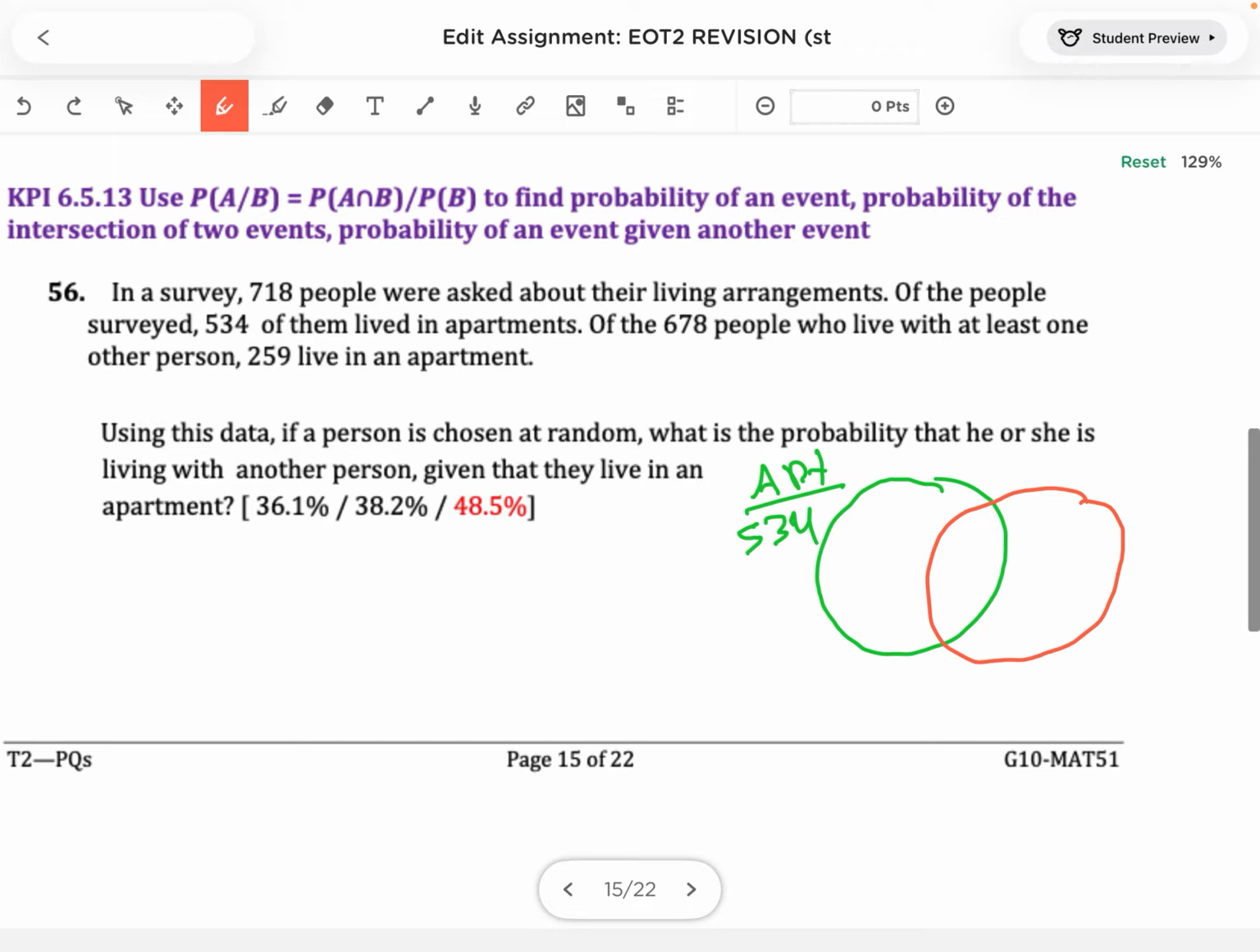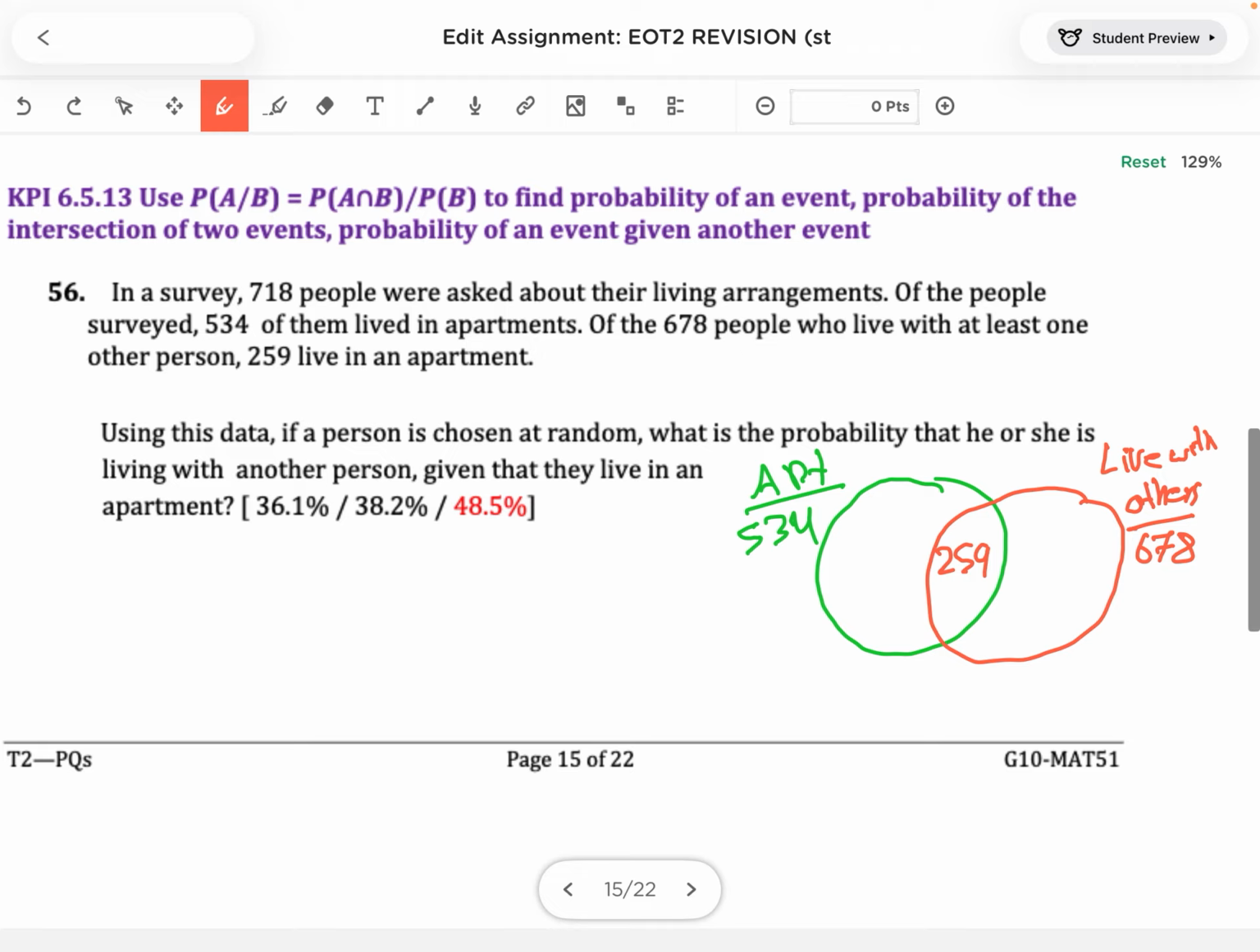Live with another person, with others, is 678. 259. 678 people live with at least one person. 259 live in an apartment, which is the condition, the intersection, sorry.